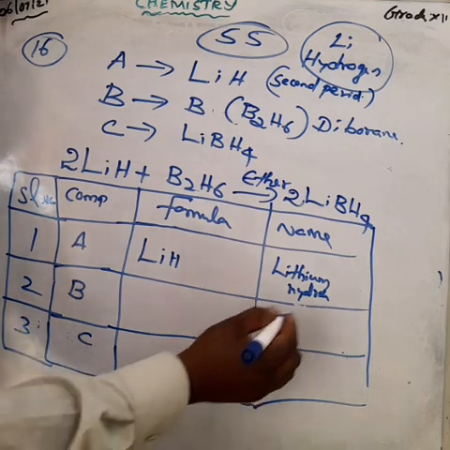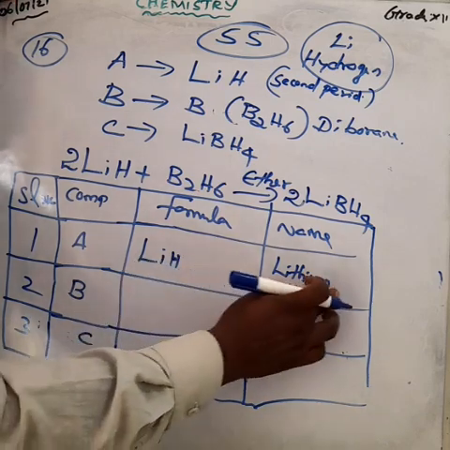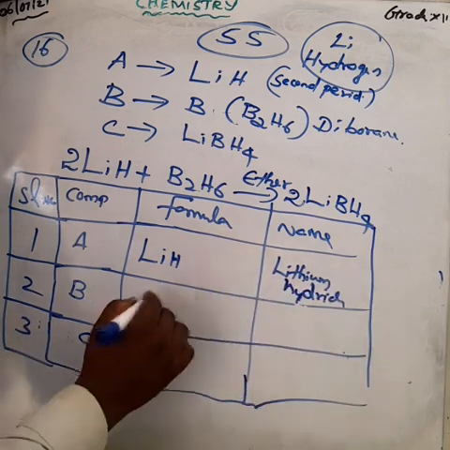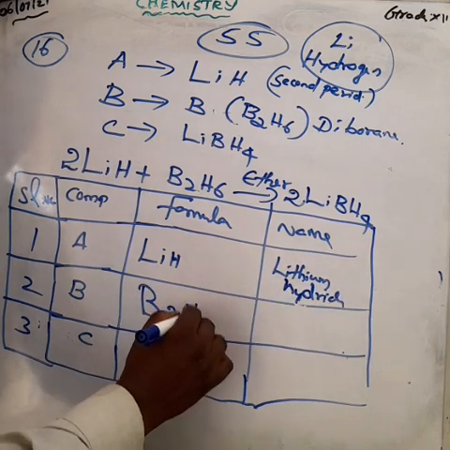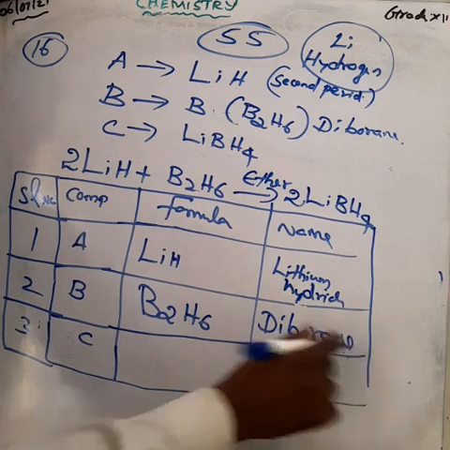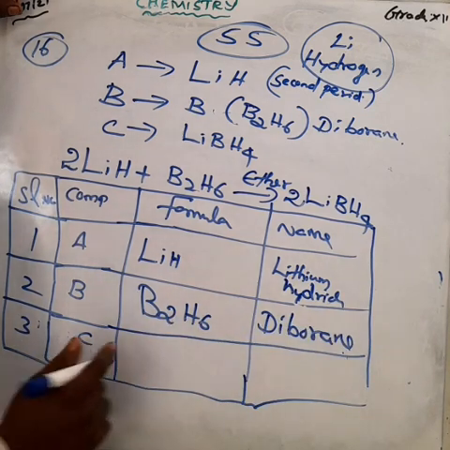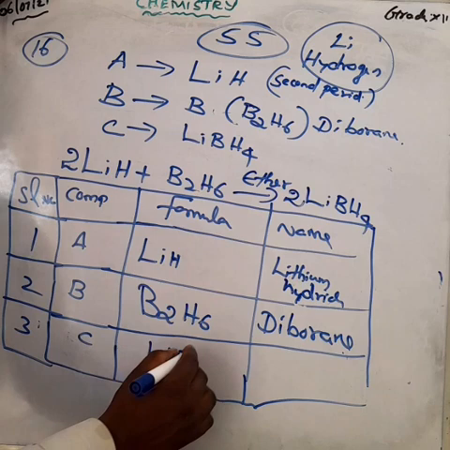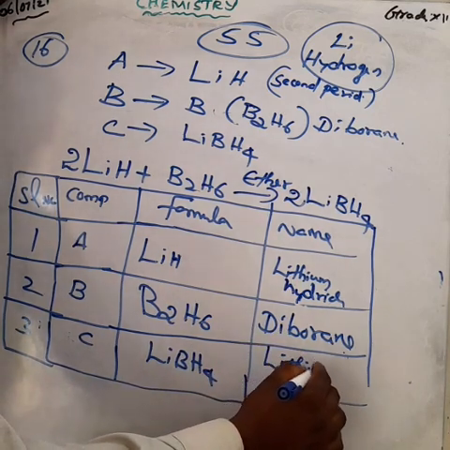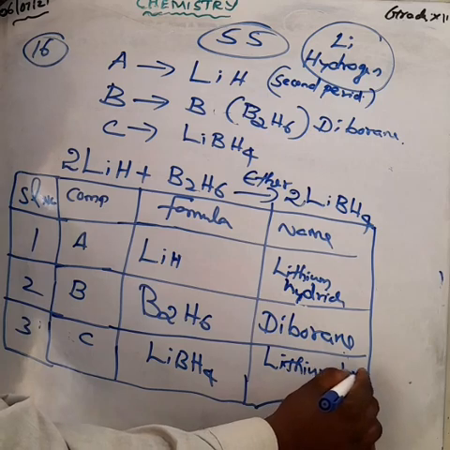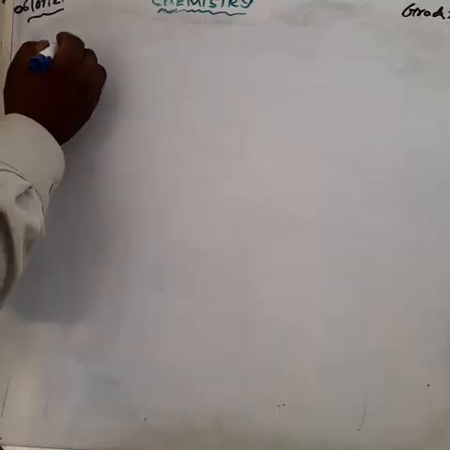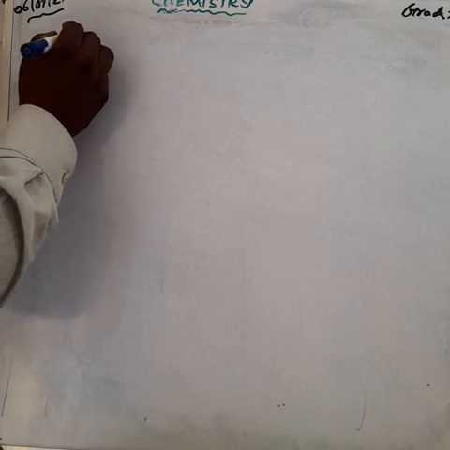Second is B, the boron compound. What is that? B2H6. What is the name of B2H6? Diborane. Next, C, formula LiBH4. The reducing agent we get is lithium borohydride, so I have to write the name lithium borohydride. This is question number 16.